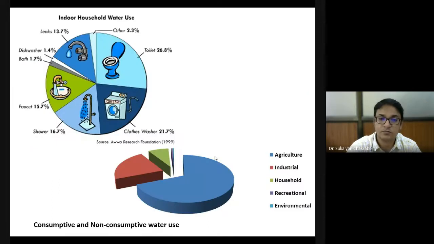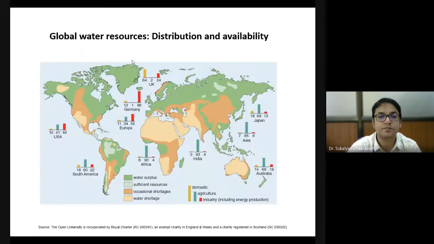This is again a detailed analysis of the consumptive and non-consumptive uses. If you see, these are the sector-wise requirement or utilization of water: agriculture, the maximum, then industrial, household, recreational, and environmental. And again, when I say household, these are the various areas in which water is used.